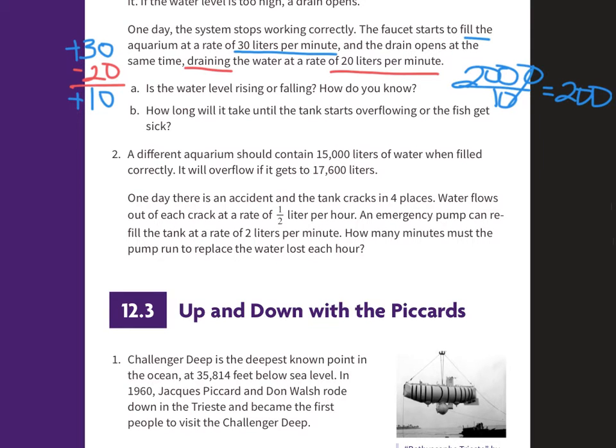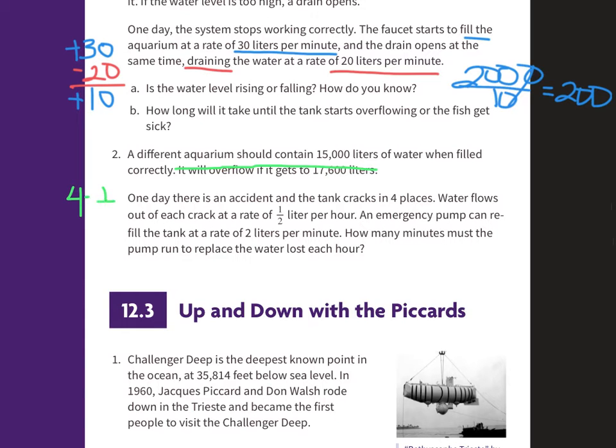So, sometimes it gives us more information than we need. We don't need to know this right here. We don't care about it overflowing because there's a crack, right? So, there's 4 cracks. Each flows ½ liter per hour. So, 4 cracks times 1/2, that means it's going out. So we're just going to multiply to see how much water we're losing.